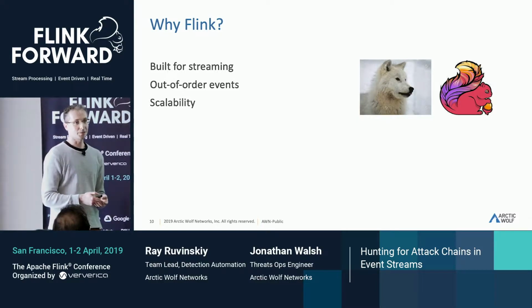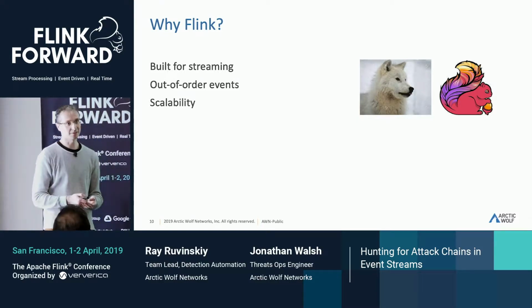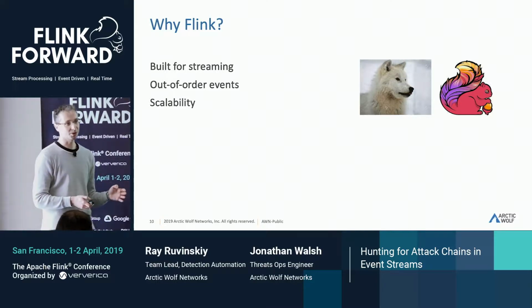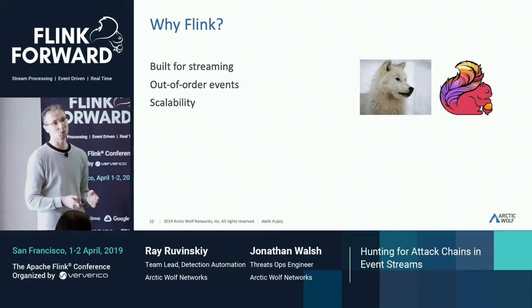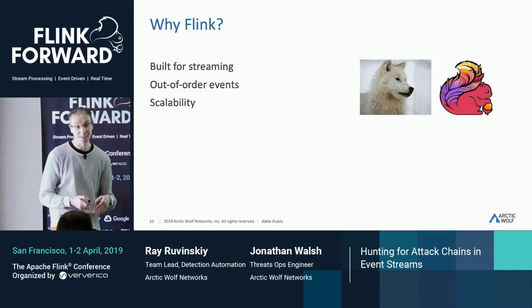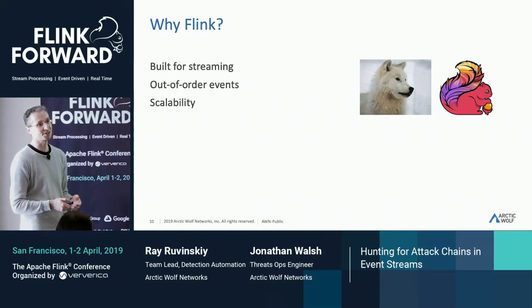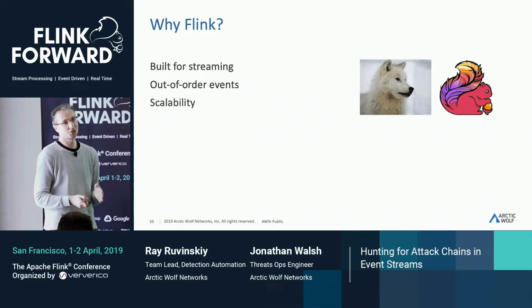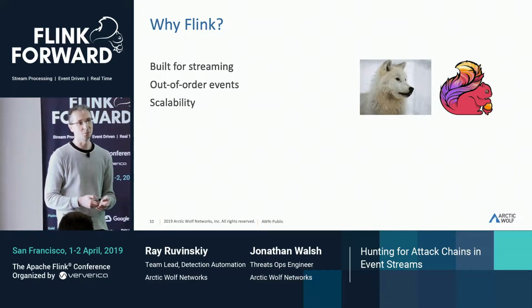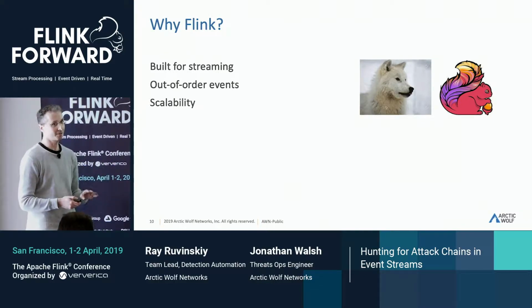Flink has built-in support for out-of-order events, and that's something that comes up a lot in our areas. Even within each individual data source, events often can appear to come in out of order, not necessarily in the order of the timestamp. But especially once you start correlating across different data sources, you're guaranteed to have that. So we want something to deal with that for us, and Flink fit the bill very nicely.